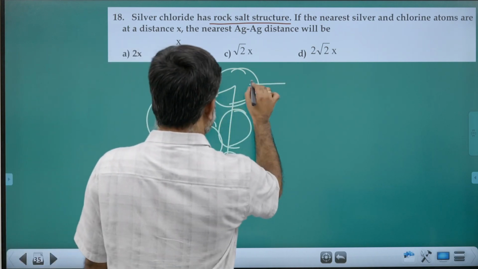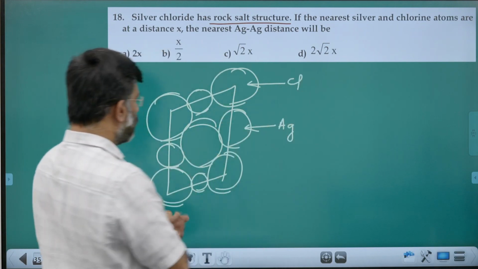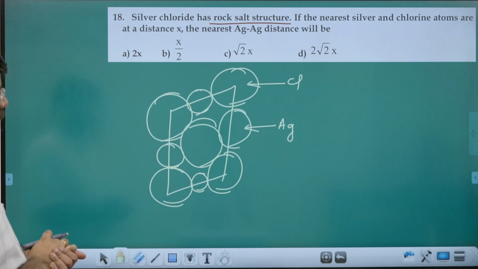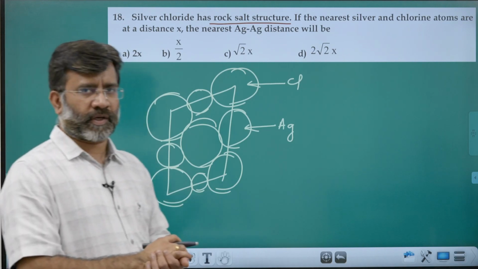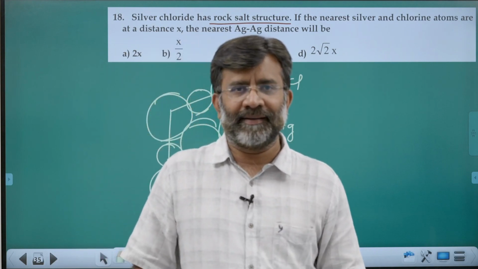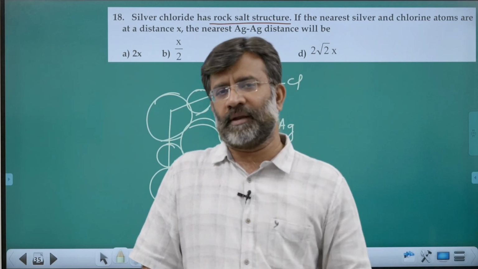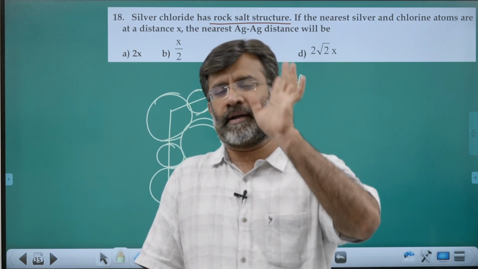Where this is chlorine and this is Ag. All of you know this is the arrangement in the rock salt structure. Chlorine forms corners and face centers, an FCC arrangement, where sodium is available in all octahedral voids.